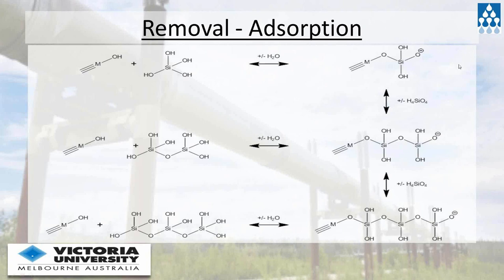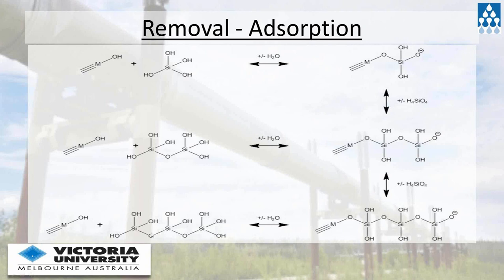That just doesn't happen because, again, we form a nice reactive surface when the silica is adsorbed, and that silica just loves to polymerise. So we can adsorb a monomer, adsorb another monomer to get a dimer attached to the surface, a trimer, and so on. What's important to notice is that every one of these reactions is very highly reversible.